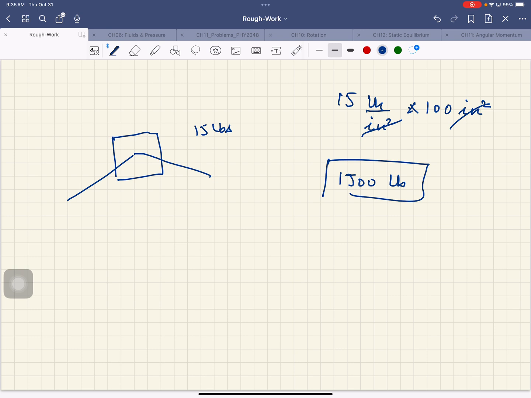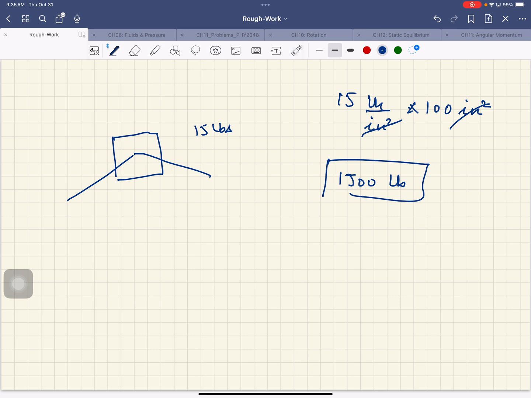Why isn't this flying away? Can I hold it with a force equal to the weight of 10 people? No. Why isn't this flying away? Very good. There's 1,500 pounds here, and there's 1,500 pounds here. So that's why it's not flying away.